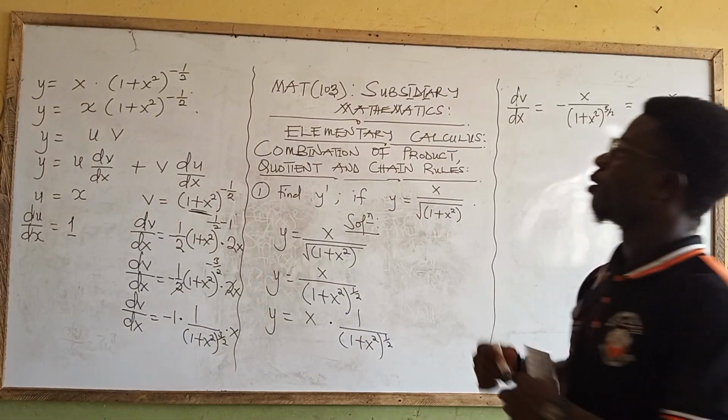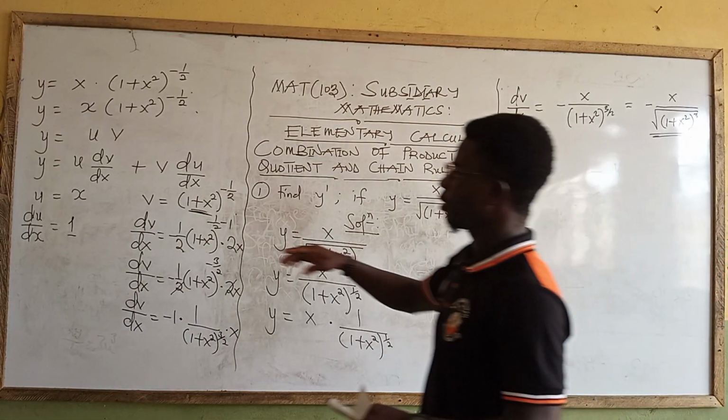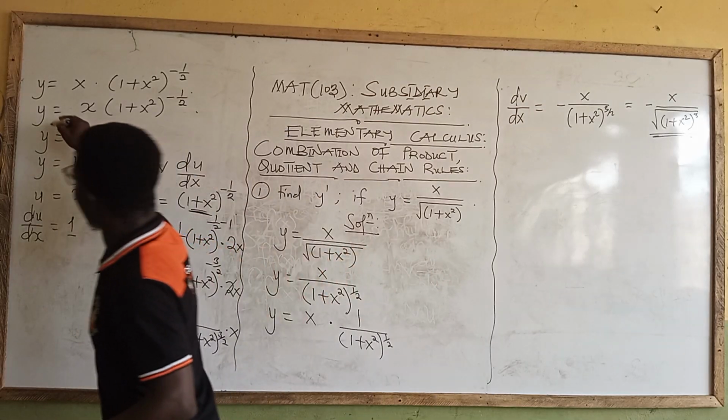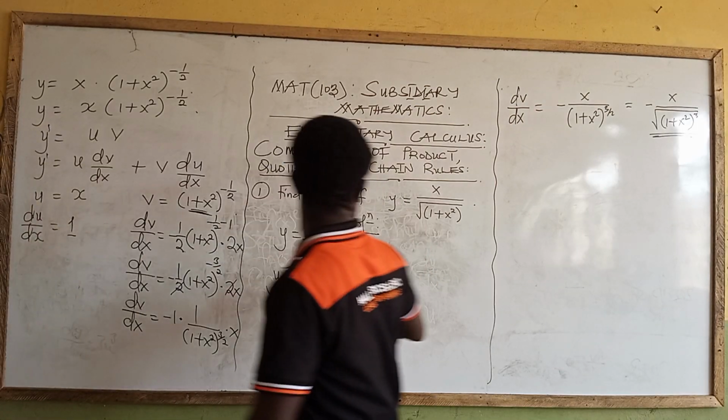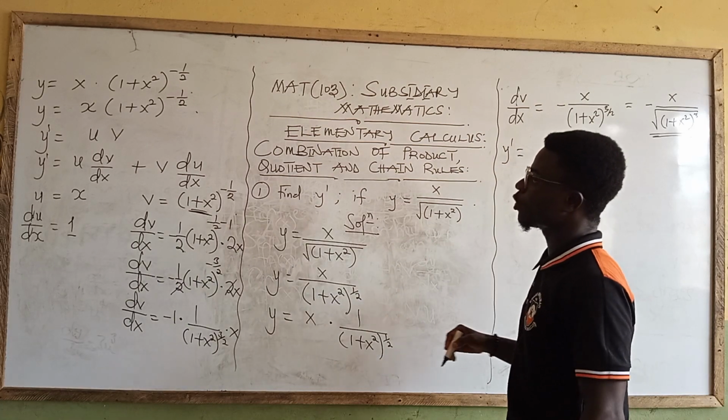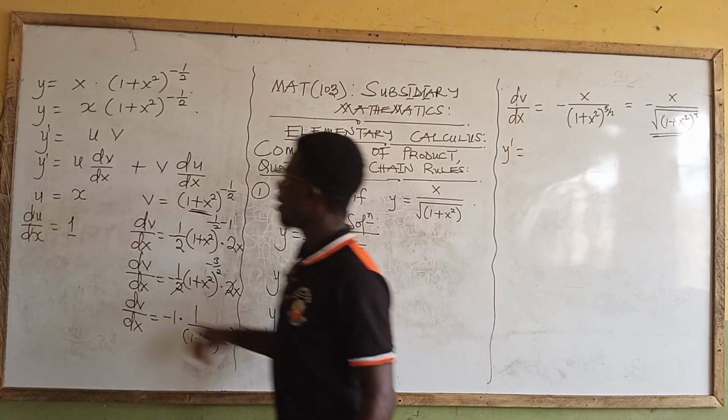So now, let's see. We substitute that into our y prime. So we are finding y prime. So my y prime must be equal to, what is u? You know that our u is x.